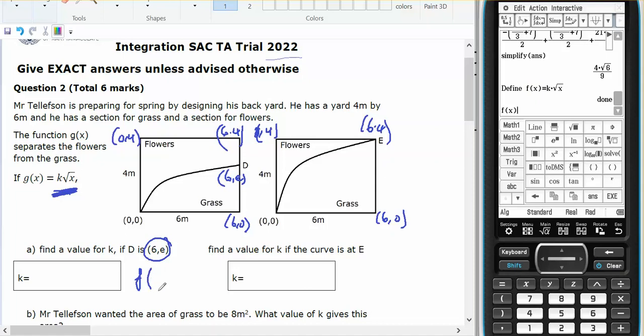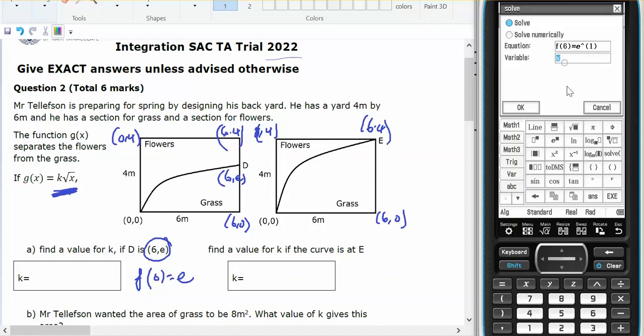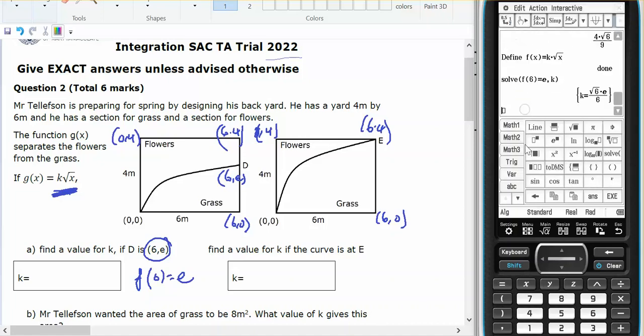Therefore, f of 6 equals E. So f of 6 equals E, and I solve for k. And there it is, E on root 6, so root 6E on 6. If it went through point E, therefore, f of 6 equals 4, and k equals 2 root 6 on 3.